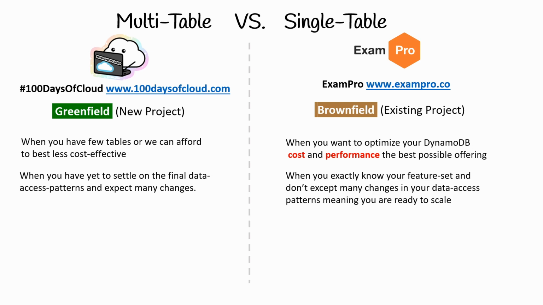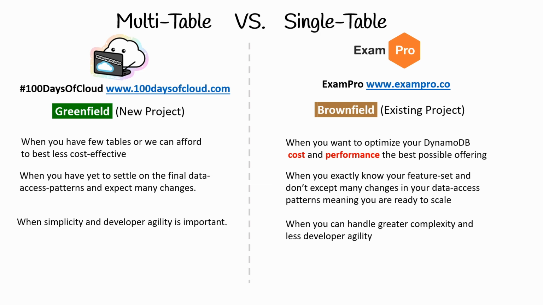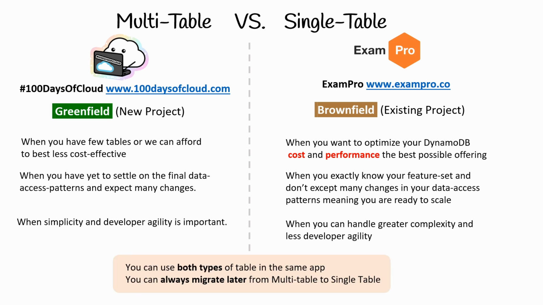On the Exam Pro side, when you're using single table design, you know exactly your feature set. You don't expect many changes, and so you're ready to scale. When simplicity and developer agility is more important, use multi-table. When you can handle greater complexity and less developer agility, use single table. You can use both types of table designs in a single app. You don't have to use just one, and you can always migrate from one to another. So if 100 Days of Cloud gets bigger and better, we'll just move those tables over to single table design when need be. There's a lot of flexibility there. It kind of contradicts what we said earlier between SQL versus DynamoDB, where we said DynamoDB wasn't flexible. There is some truth that it isn't flexible, but clearly there is some flexibility with DynamoDB.